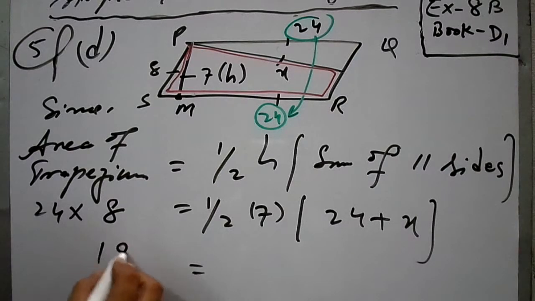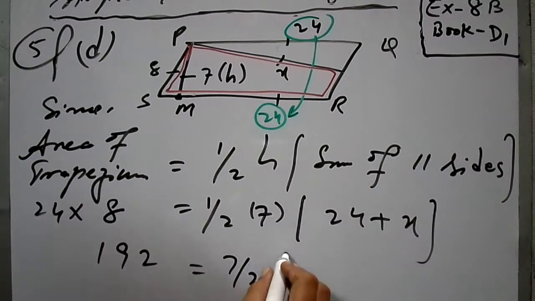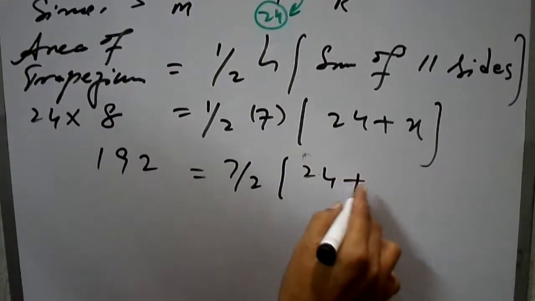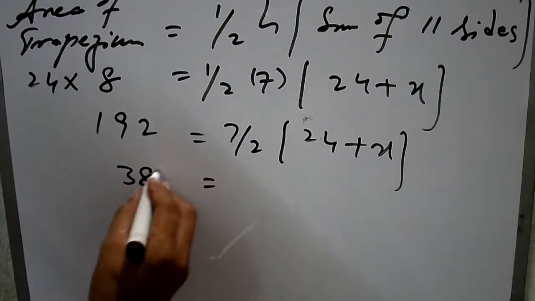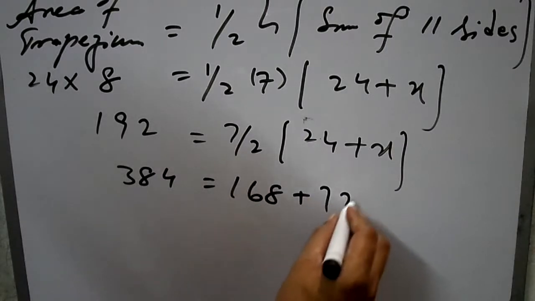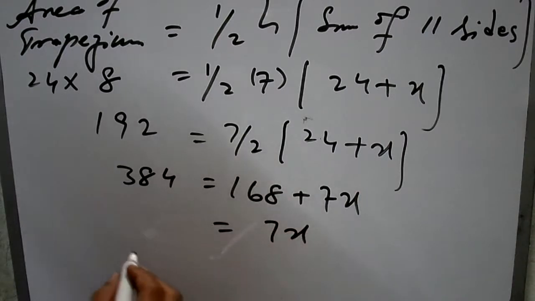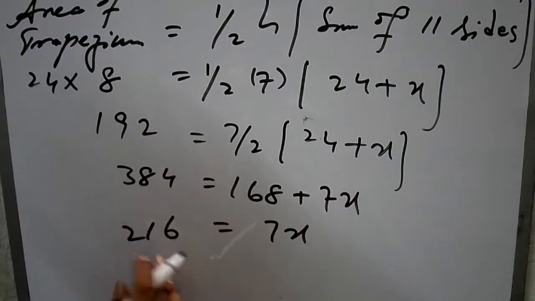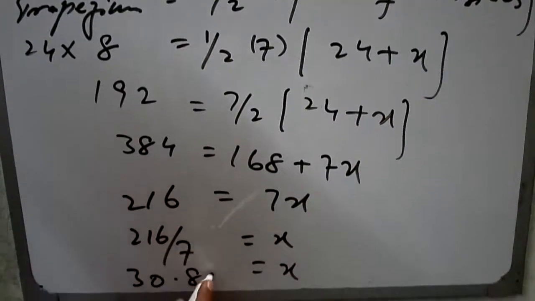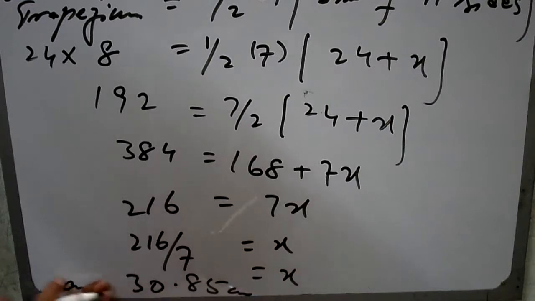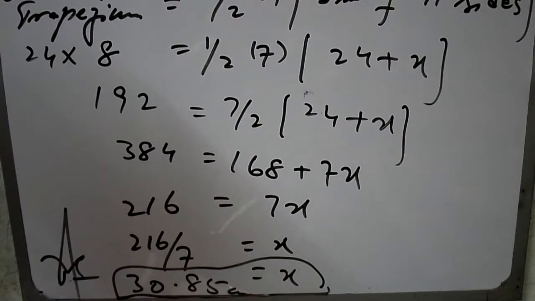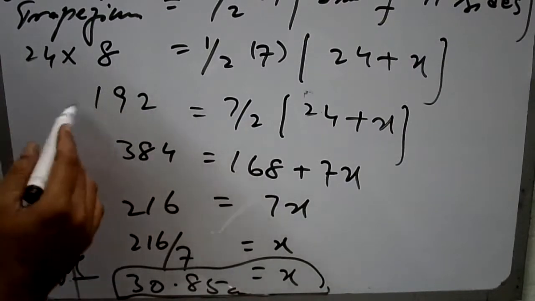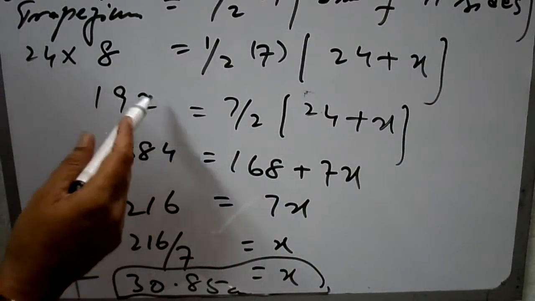192, and after simplification you will get 7 by 2 into (24 plus x). For further simplification, by cross multiplication you will get 168 plus 7x, but we need the value of x, so we shift and subtract, and the value of x is 216 divided by 7, which is equal to 30.85 centimeters. That is your result. It should be noted that the area is 24 multiplied by 8, you will get 192 centimeters square. So this is the area.